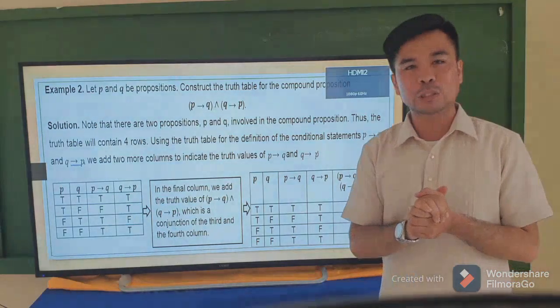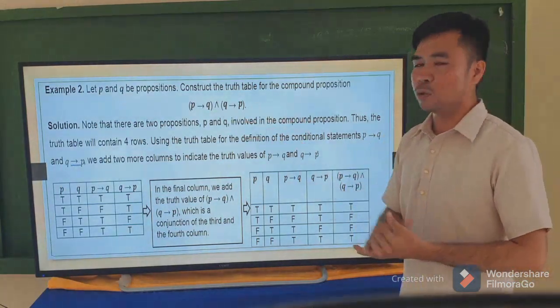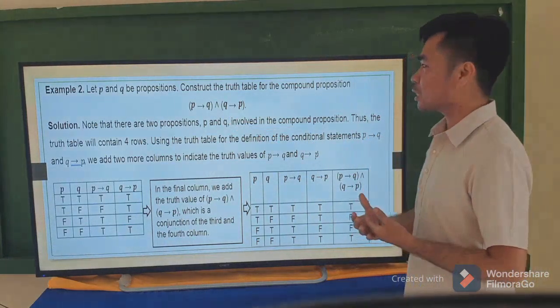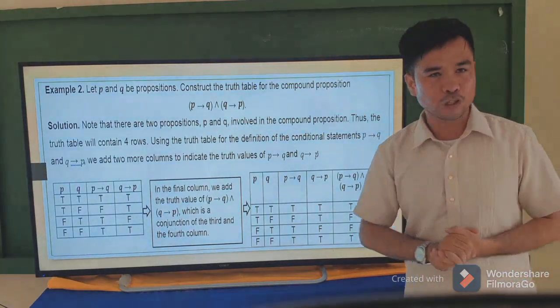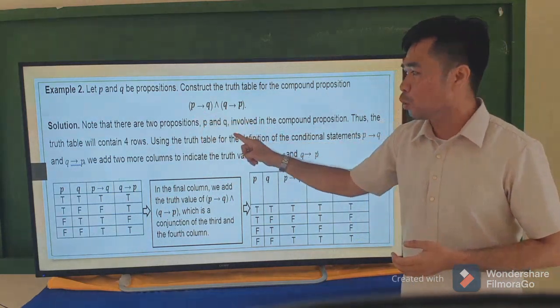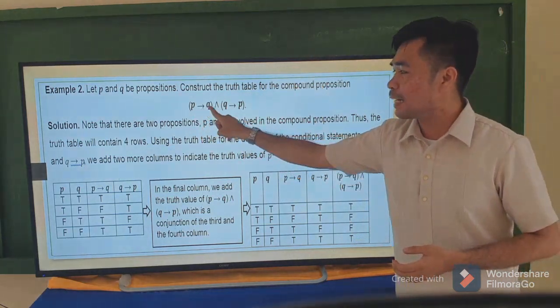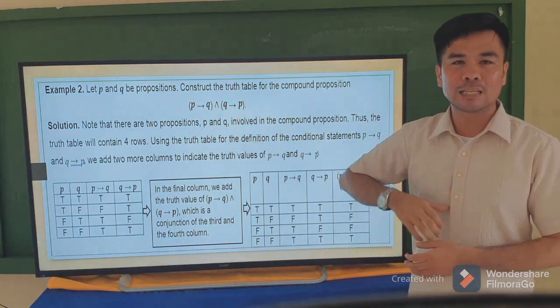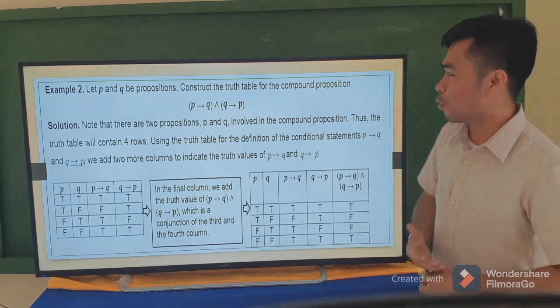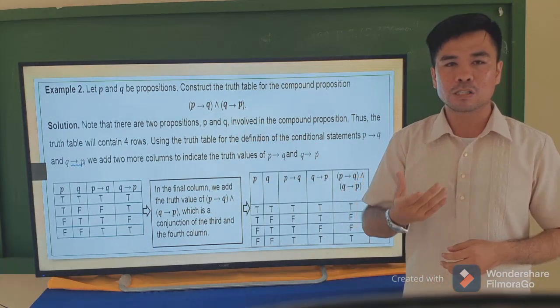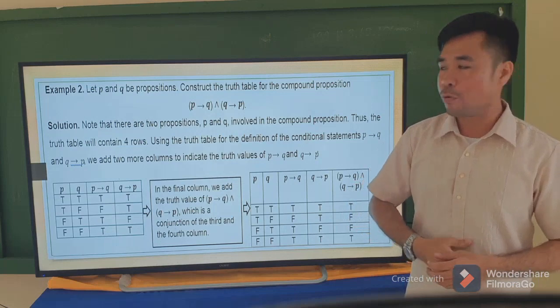Okay, for example number 2, we have, let P and Q be propositions. Now we are going to construct a truth table for the compound proposition. So we are going to read this one, P then Q, and P then Q, and Q then P. So that is very important on how to read our proposition. You need to familiarize the terms and symbols from a while ago during our review.